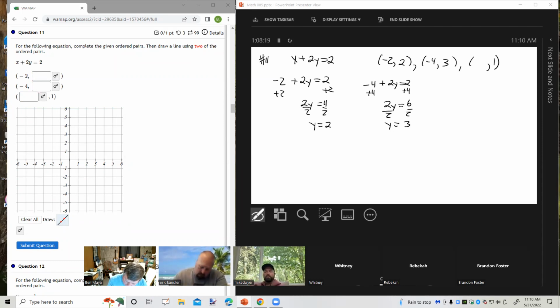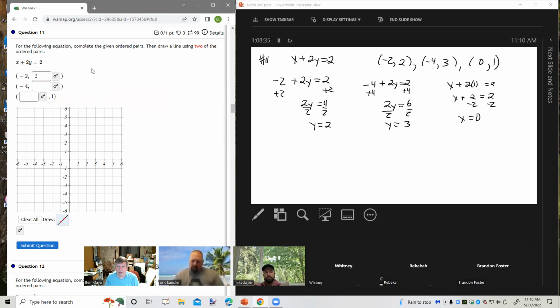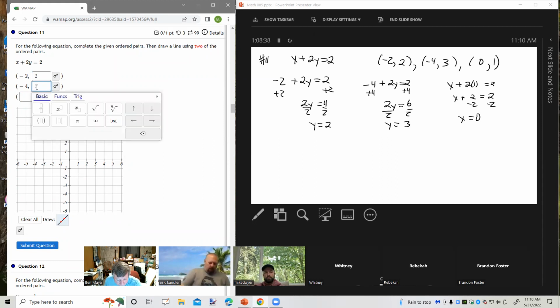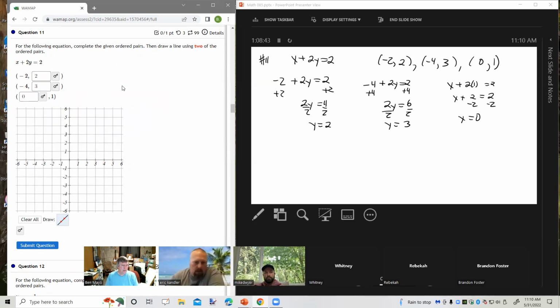If y equals 1, x plus 2 times 1 equals 2. X plus 2 equals 2. Subtract 2 from both sides, x equals 0. So we've got -2, 2, -4, 3, and 0, 1. -2, 2 is there. -4, 3 is there. And 0, 1 would be on the line. So there we go.